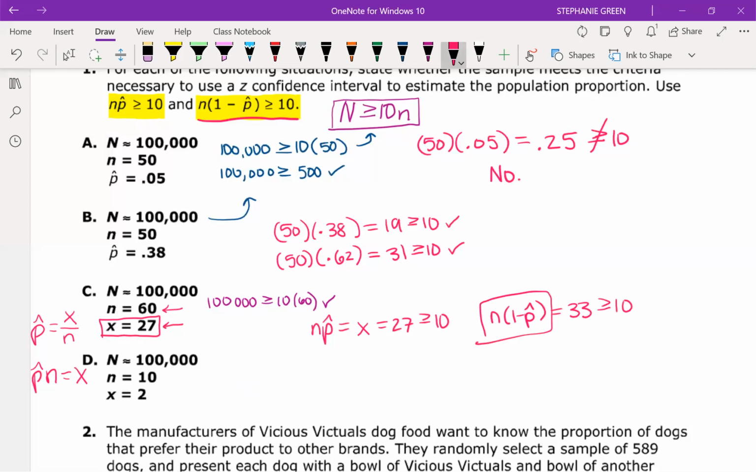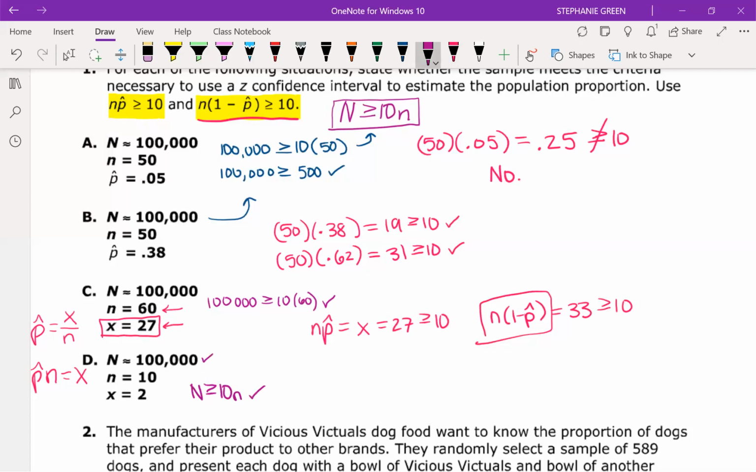Okay, moving along. Next one, same thing. I already know this is going to meet my population size, because again, our population size is 100,000, and this time our sample size is much smaller. So we definitely have a large enough population. So I'll just write down real quick, N is greater than or equal to 10 times n. That's good.